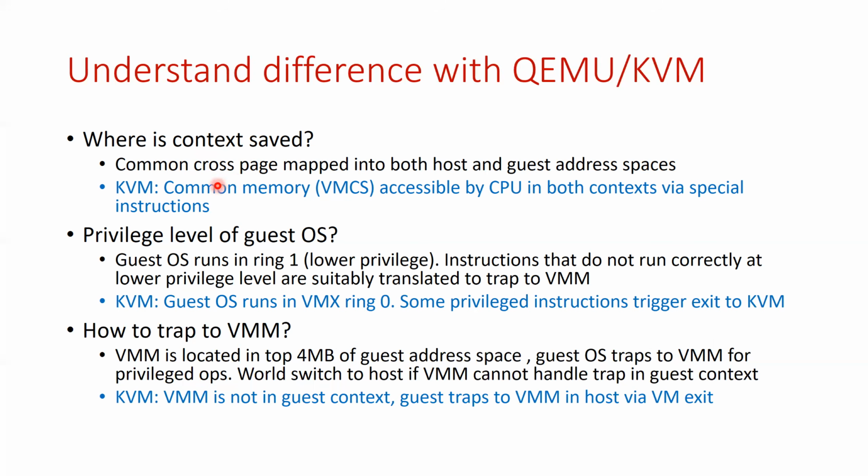How the context is saved, how this common memory where context is saved is managed, what is the privilege level of the guest, how this trapping happens, is the VMM located in the address space of the guest or not. So there are significant differences from KVM QEMU, because with KVM you had hardware support, but in today's lecture, the design we are seeing, there is no hardware support. But modulo these differences, the key idea is the same, where you have a user space process, a kernel module, you have the world switch to the guest context, and so on. At a high level, the idea looks the same, but there are important differences.